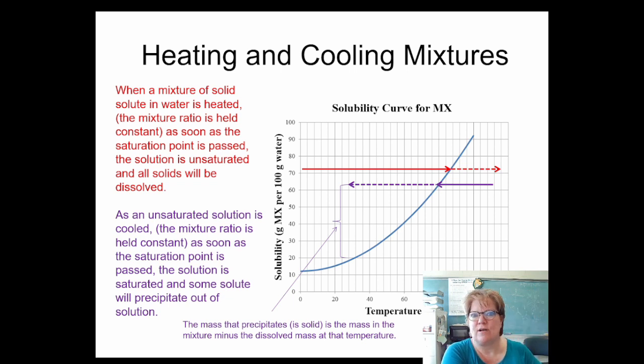If I really didn't have 100 grams of water, once I got that answer, I would scale it back. What would be the true mass in the mixture? What would be the solubility for that ratio of water? And I would subtract those to get the amount that's solid.